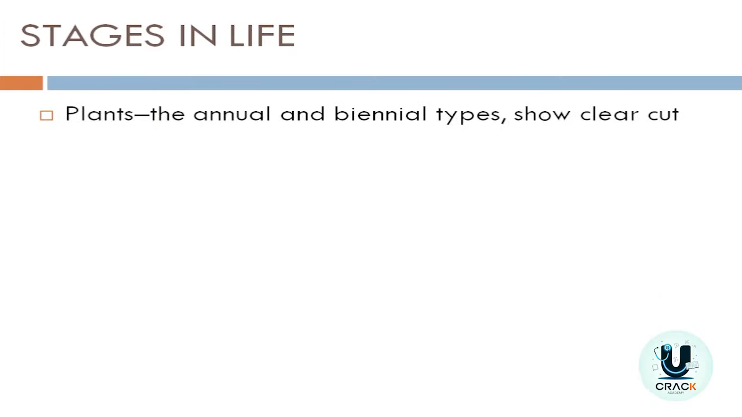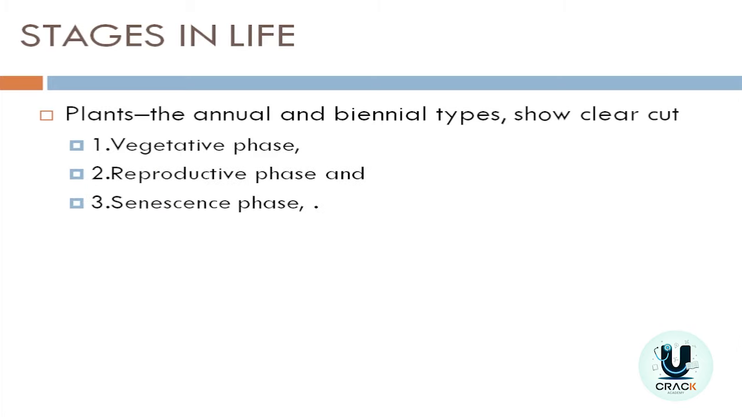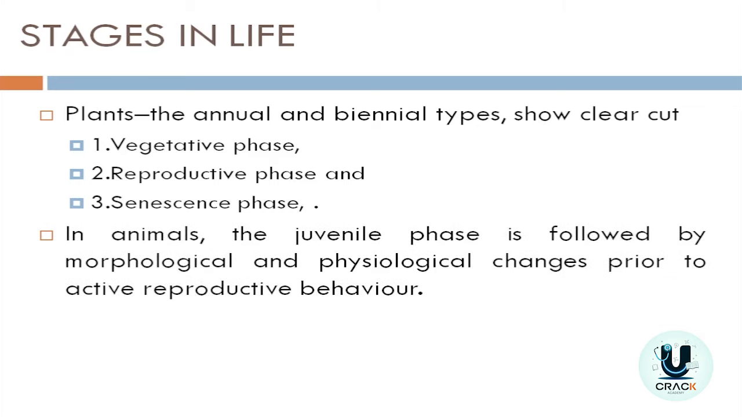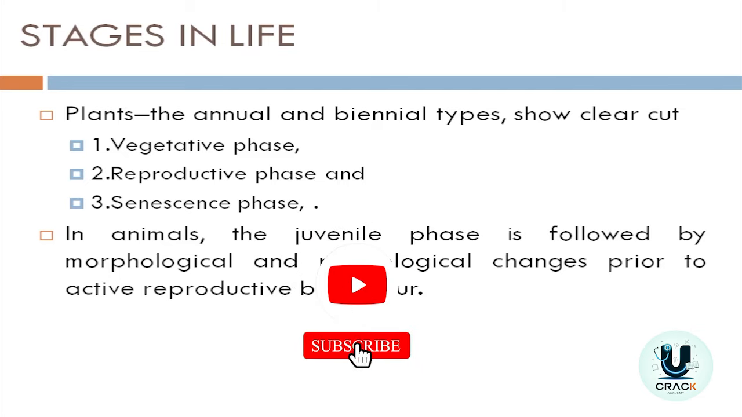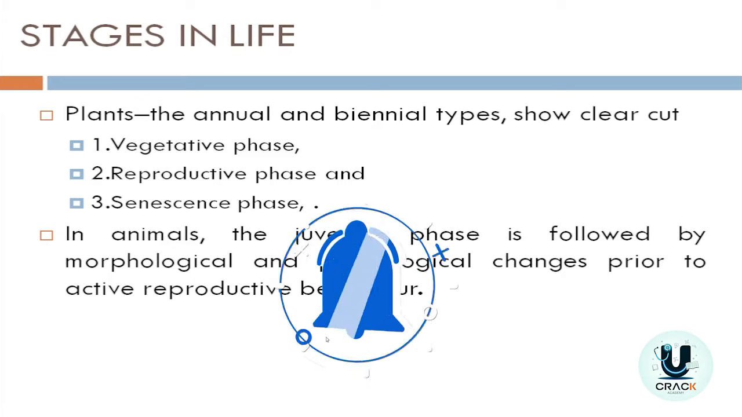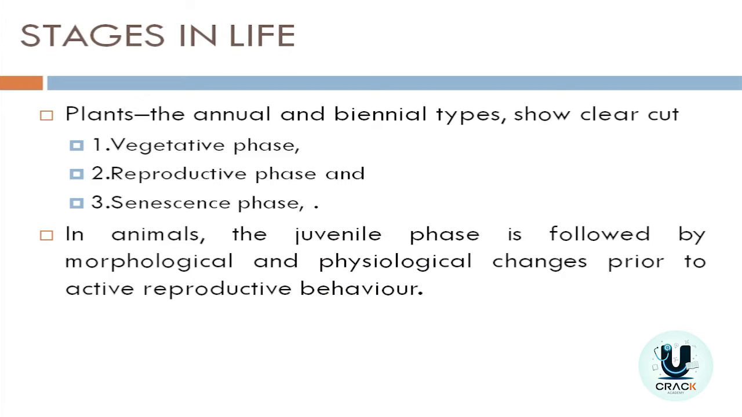Stages in life. Plants that are annual and biennial types show a clear-cut pattern here. First one, vegetative phase, reproductive phase, and senescence phase. In animals, the juvenile phase is followed by morphological and physiological changes prior to active reproductive behavior.